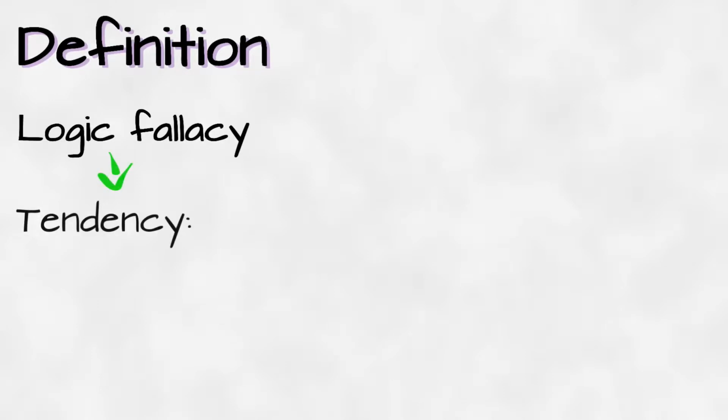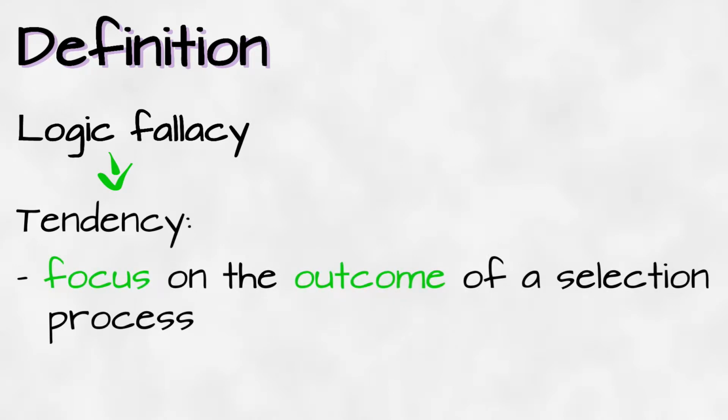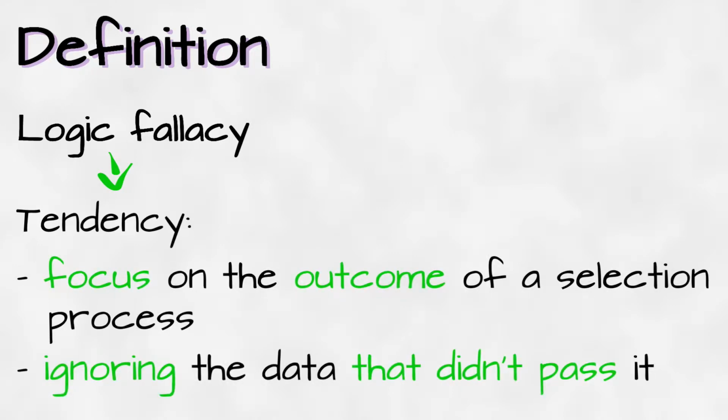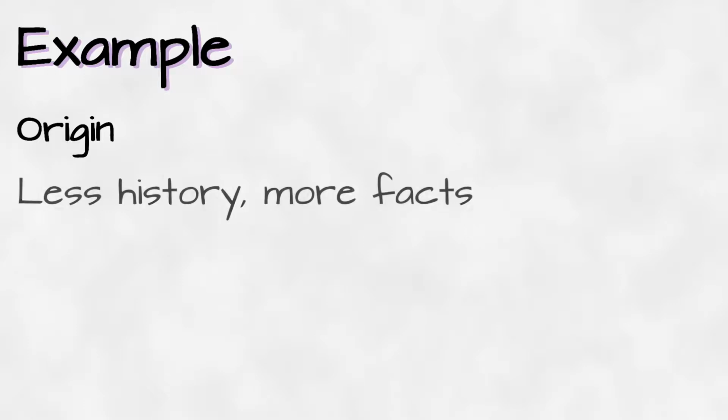What fell down didn't come up. The survivorship bias is a logic fallacy that describes the tendency to focus on the outcome of the selection process and ignoring the data that didn't pass it. Here's a real-life example and, so to say, the origin of the survivorship bias.